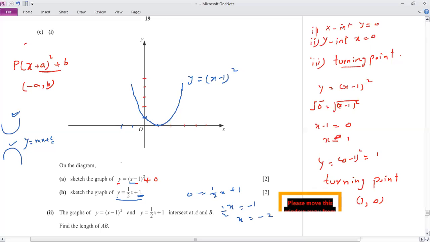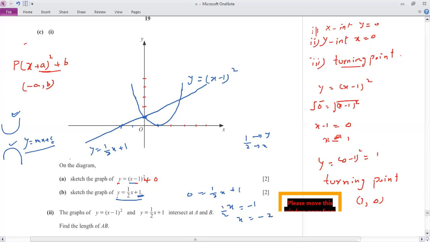Then the gradient means for every one step, the gradient is 1 over 2. This is for y and this is for x. It means for every two horizontal steps, there will be one vertical step. So two horizontal and one vertical. Roughly you can say the sketch will look like this one, for y is equal to 1 over 2x plus 1. Because we know this form will always be a straight line, so we draw the straight line.